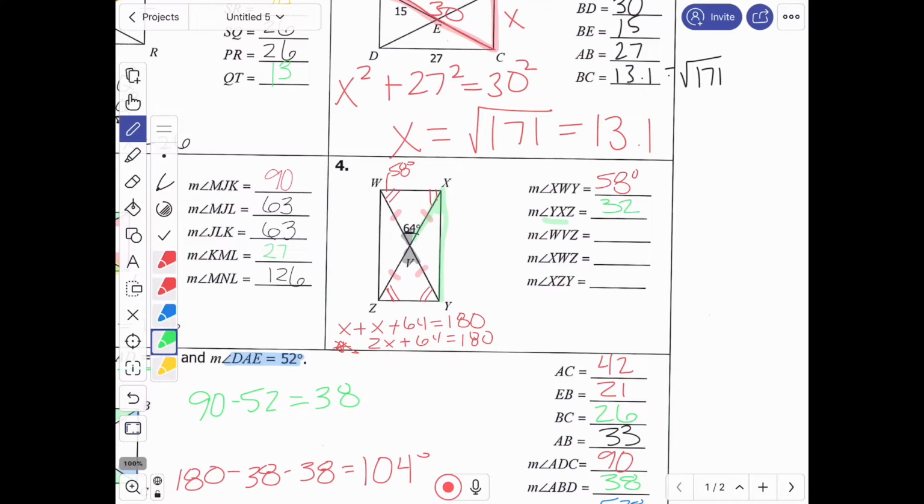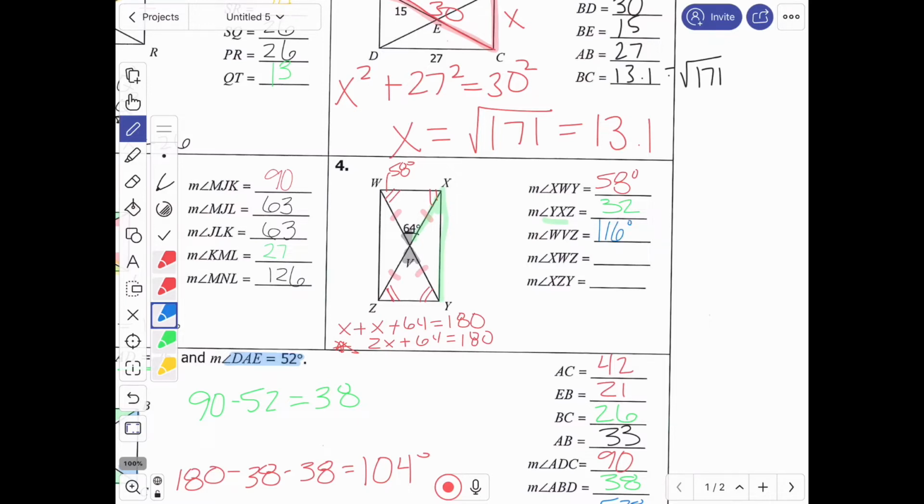The next angle, I'm pretty sure comes from knowing a linear pair. So WVZ, yep. So I'm finding this angle here. So when I find that angle, if I know there's 64 degrees, these added up together should equal 180. So I'm going to take 180 and subtract 64 to find this obtuse angle right here. And that turns out to be 116.